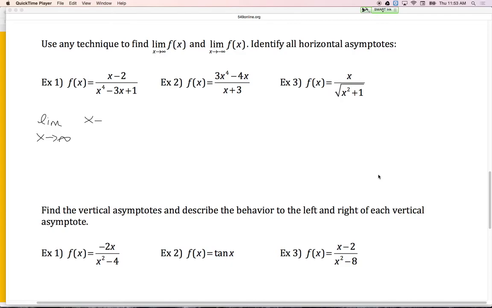So x minus 2 over, what's that? Let's do this. What's the highest power on top? X. What's the highest power on bottom? X to the 4th. So is the power bigger on top or bottom? Bottom, so what's the limit value? So what is the HA? 0. Y equals 0. And we'd get the same thing at the other tail, because it's not going to matter this time since we're approaching negative infinity. Do the other two real quick on your own. See if you can get those.